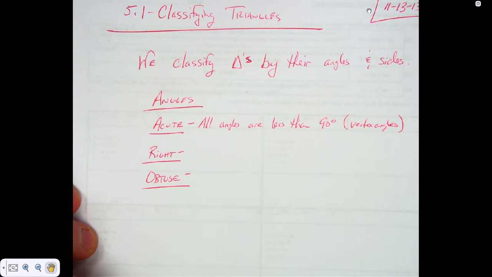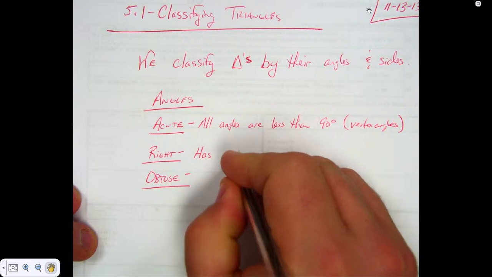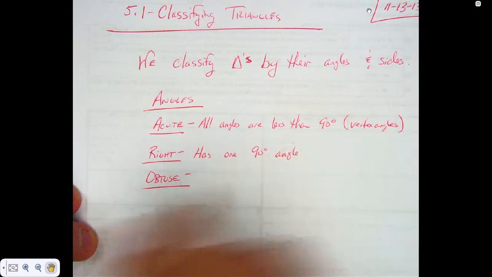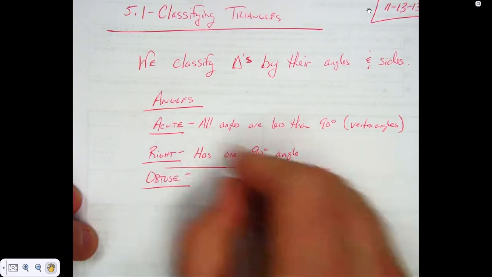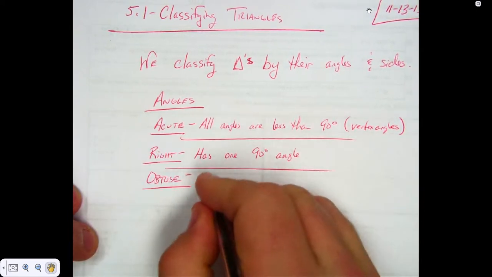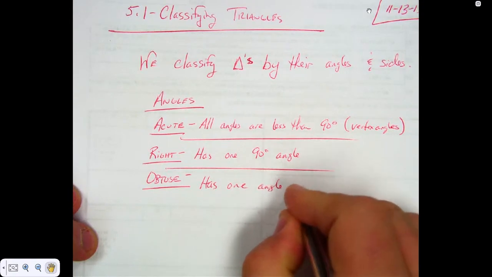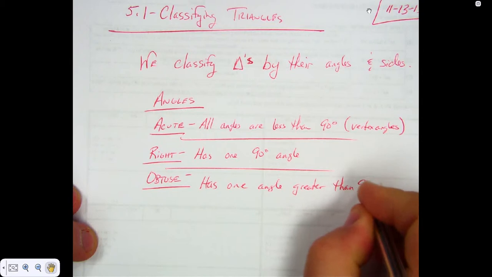Right has one 90-degree angle. Obtuse has one angle greater than 90 degrees.